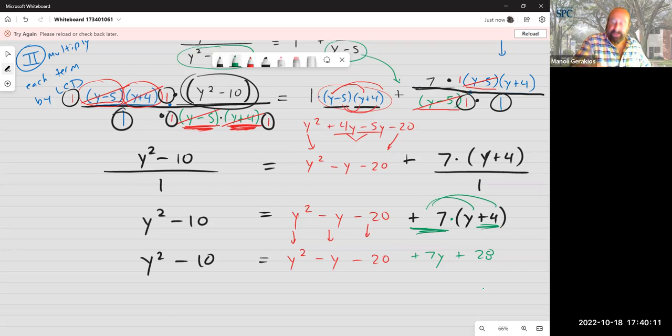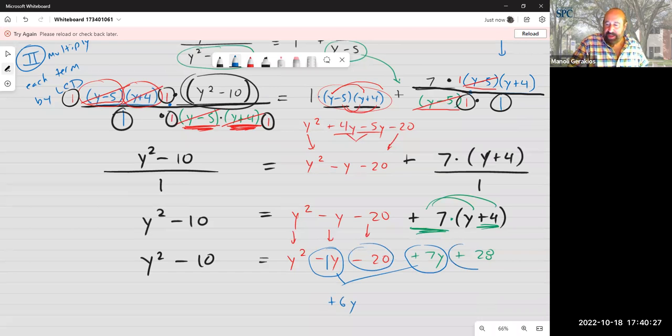Okay, combine like terms. We still have more stuff over here that is combinable. We have negative 1y plus 7y. What's that? That's 6y. We've got negative 20 plus 28. It's like 28 minus 20 is 8. And then we've got y squared. Those are all unlike terms. So we're done simplifying the right side.